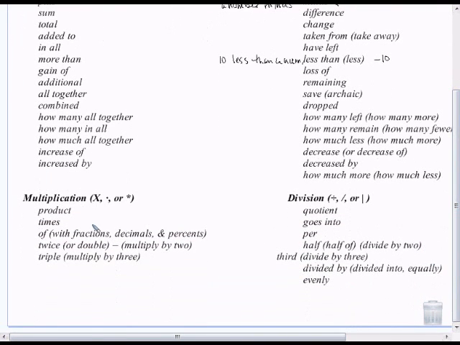Multiplication: product, times, and of. This is the one that people don't typically know. Of means to multiply. Most often it's used with fractions, decimals, and percents, but of means to multiply. And then twice is times 2, triple is times 3, double, I forgot to put that on there, sorry. Double is times 2.